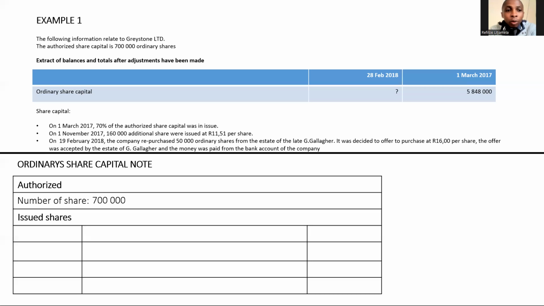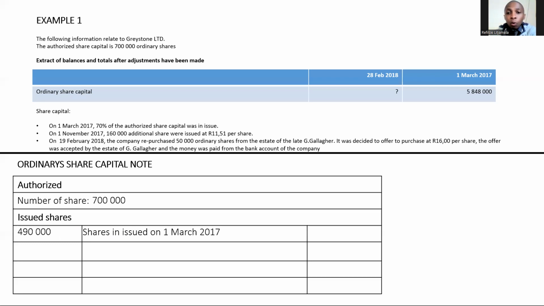It says there on 1 March 2017, 70% of authorized share capital was in issue. So they're telling you that shares issued on the 1st of March, for us to raise that capital amount of 5,848,000, 70% of the authorized shares were issued. So you will simply take that 700,000, multiply by 70%, meaning that at the beginning of the year, we had 490,000 shares issued.